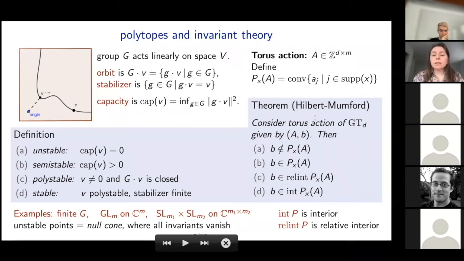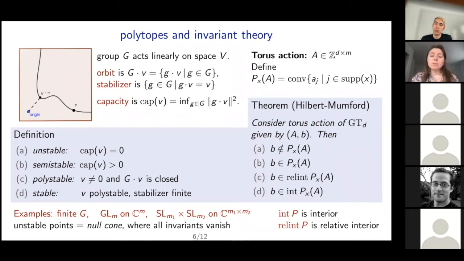Okay, so this isn't the usual statement of the Hilbert-Mumford criterion. It's usually given in terms of one parameter subgroups, but this is a consequence of the usual Hilbert-Mumford criterion in the context of these torus actions. Okay, so this is our connection between polytopes and invariant theory. So here are the invariant theory notions of stability, and here they have been translated into saying something about polytopes.